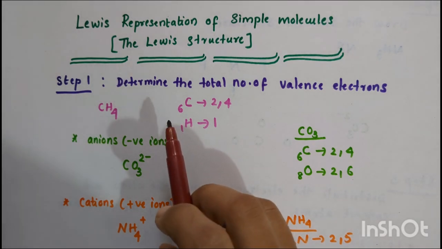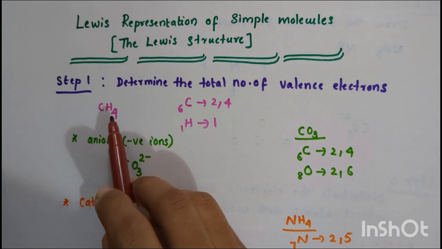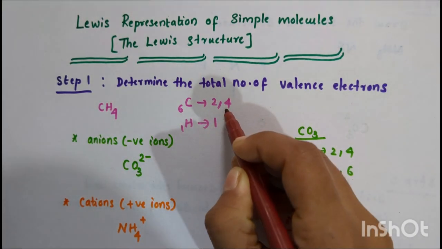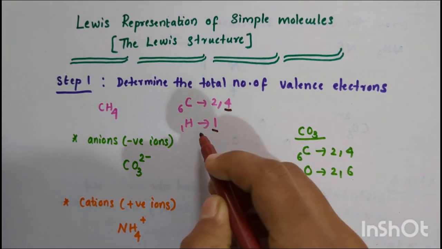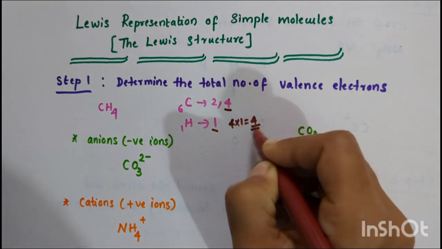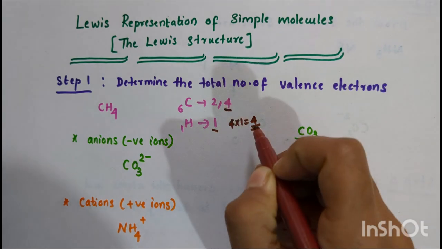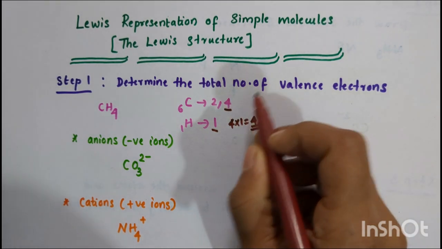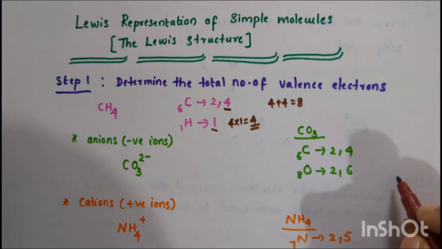of the combining atoms. For example, if you consider the CH4 molecule, carbon has atomic number 6, so 2, 4, which gives 4 valence electrons. One hydrogen atom has 1 valence electron, so 4 hydrogen atoms together will have 4 into 1 equals 4 valence electrons. So there will be 4 valence electrons from the carbon atom and 4 valence electrons from the 4 hydrogen atoms. So the total number of valence electrons will be 4 plus 4, which is equal to 8.